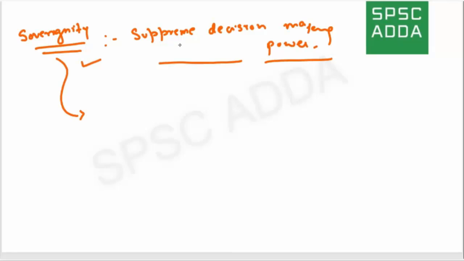Anyways, sovereignty is the supreme decision making power. There are two types of sovereignty. Samir says we also keep wife's name as home minister. That is absolutely good.